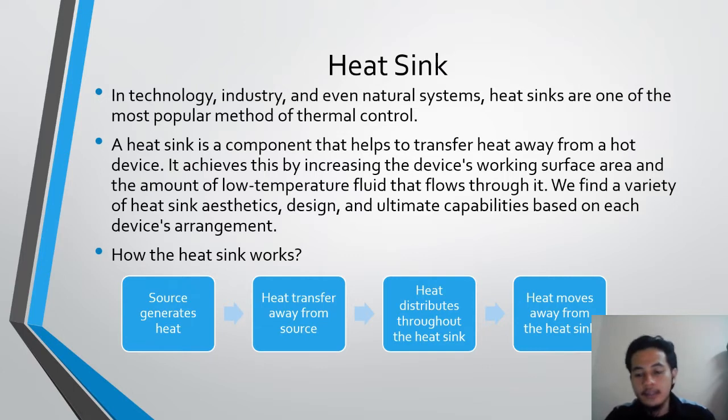How does the heat sink work? First, the source generates heat, then heat transfers away from the source. Second, heat distributes throughout the heat sink, and last, heat moves away from the heat sink.